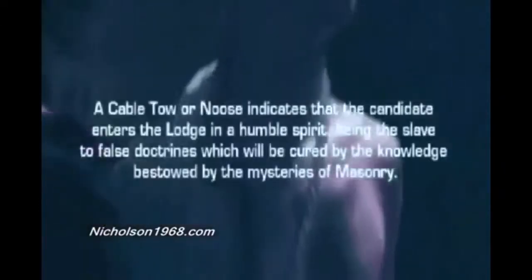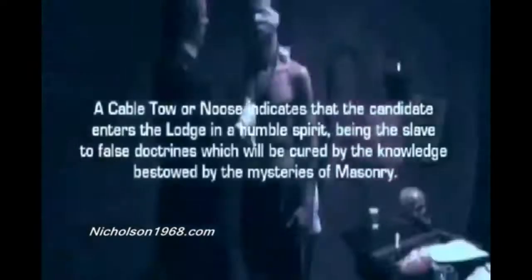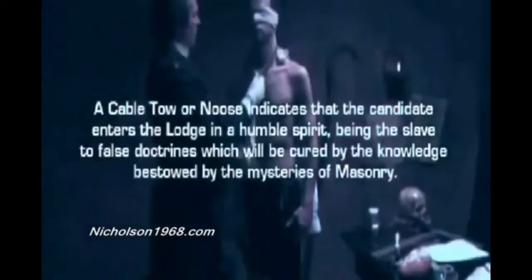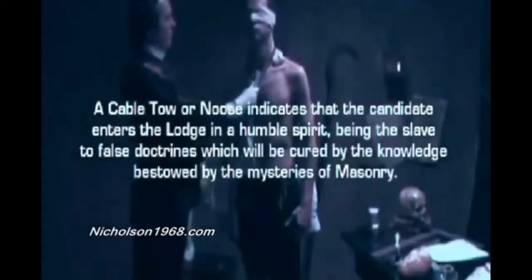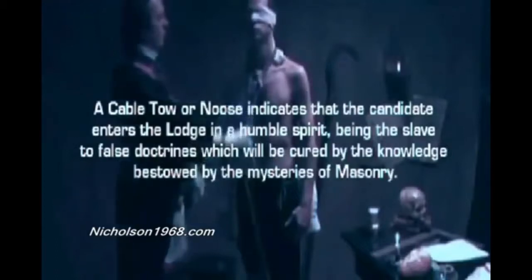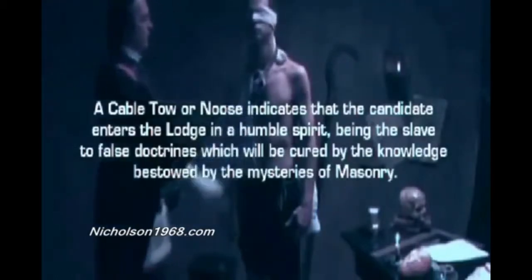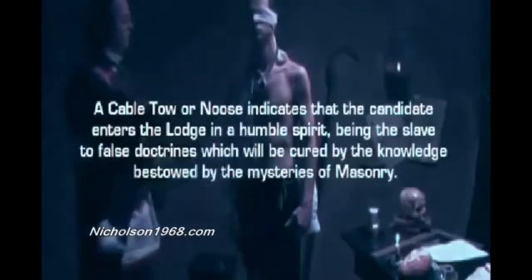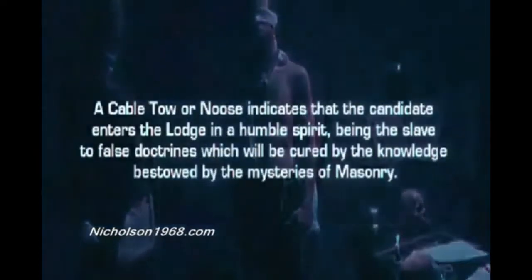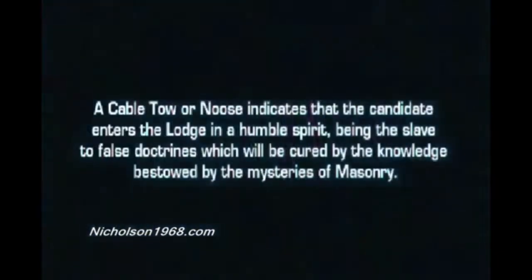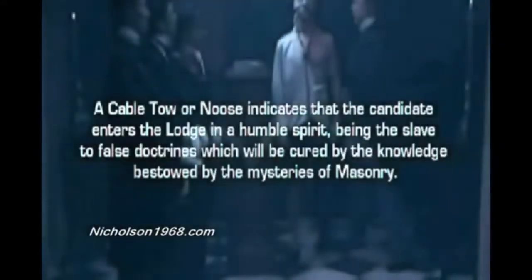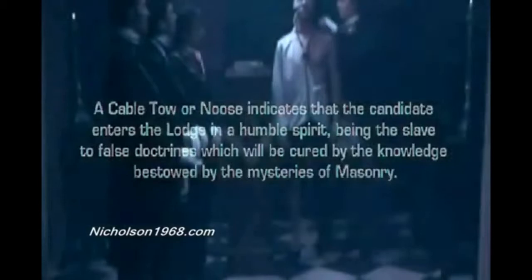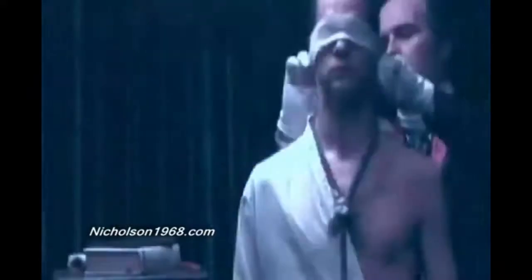Now also, the symbolism of the tie being on, and the Master Mason doesn't have a tie, or a cable tow or a noose, indicates that the candidate enters the lodge in a humble spirit, being the slave to false doctrines, which will be cured by the knowledge bestowed by the mysteries of masonry. Right there. The light of Lucifer, the knowledge that was shared in the garden with Adam and Eve, that supposedly cured them from all of the false doctrines. That's what they believe. That's why the elites do what they do. They believe this lie of masonry.